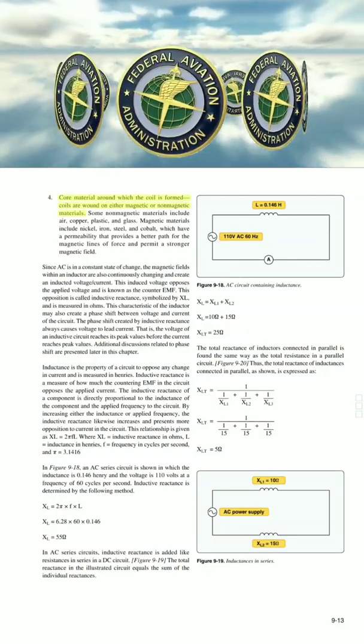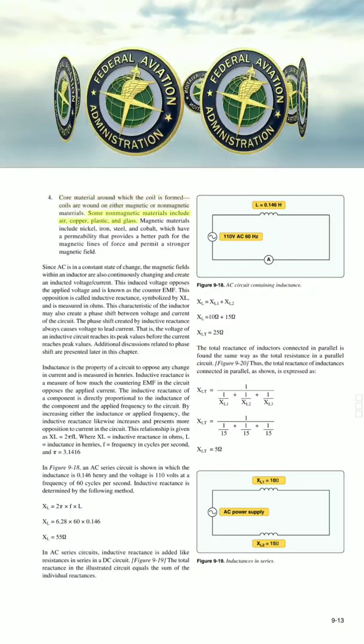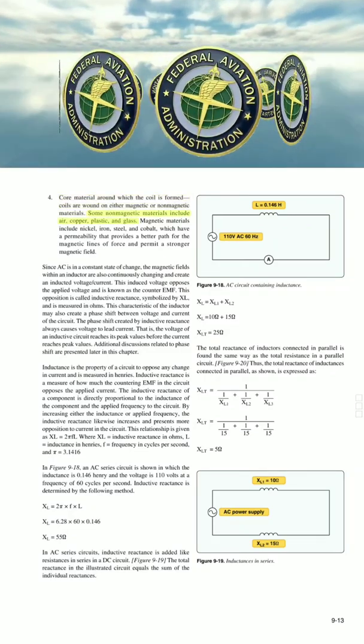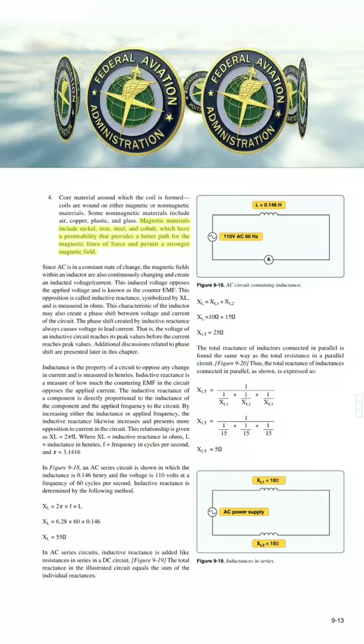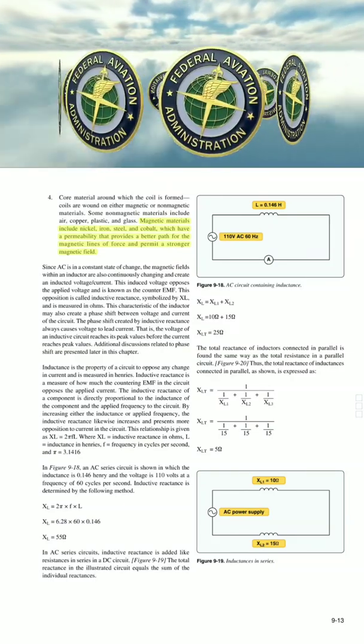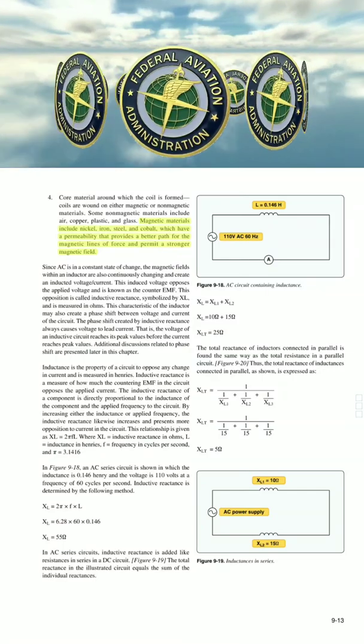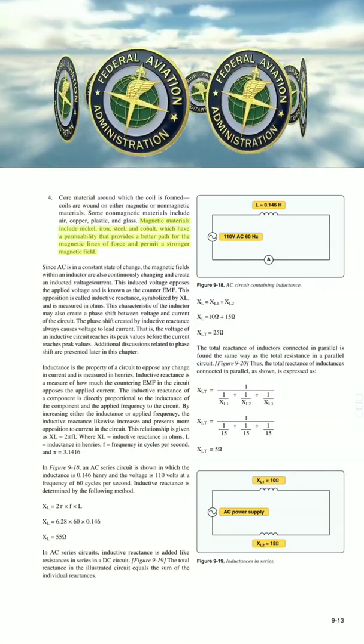Coils are wound on either magnetic or non-magnetic materials. Some non-magnetic materials include air, copper, plastic, and glass. Magnetic materials include nickel, iron, steel, and cobalt, which have a permeability that provides a better path for the magnetic lines of force and permit a stronger magnetic field.